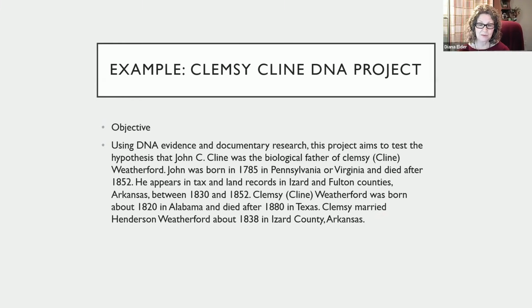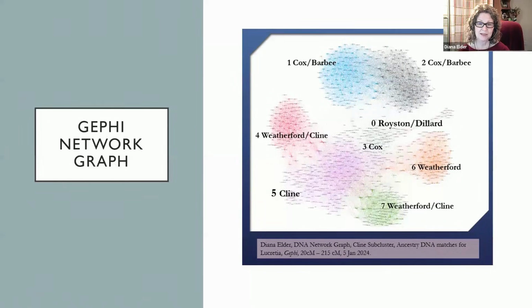Well, I did a DNA network graph through Gephi and was able to really hone in on the appropriate lines. This was on my paternal side, and I wanted to bring in pretty much just the Weatherford and the Clines. And interestingly enough, I got a few Royce and Dillard groups in there and some Cox and Barbies from another line. But you can see I had all these different Weatherford and Cline groups that all clustered together. And I had identified some key matches here in this purple pink Cline group that seemed to be coming down through John C. Cline. So I started exploring those.